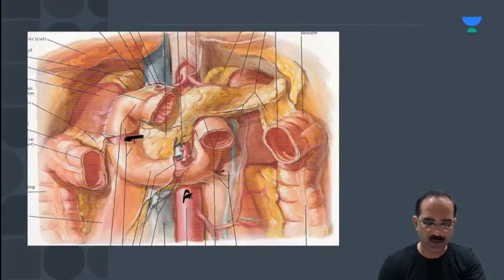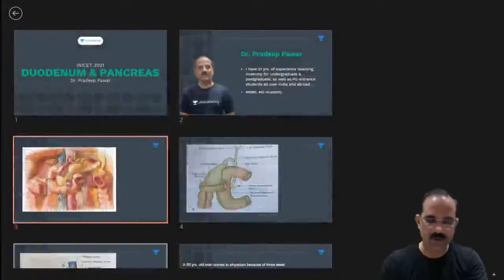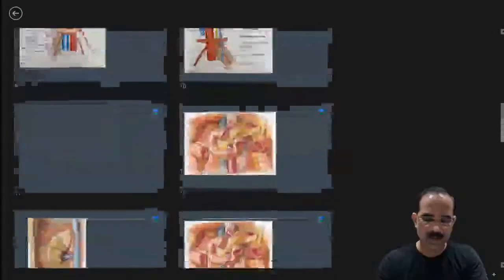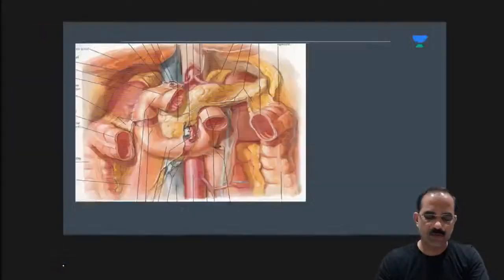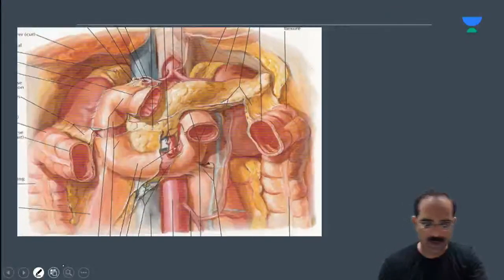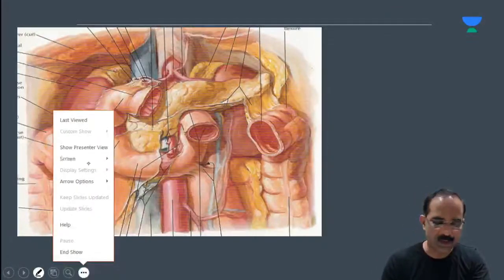Okay, so that's about the duodenum, students. Now I'll tell you about the pancreas. We'll go for the pancreas then. Okay, starting with the pancreas. So what are the parts of the pancreas? Students, what are the parts of the pancreas? I'm starting with the pancreas now.